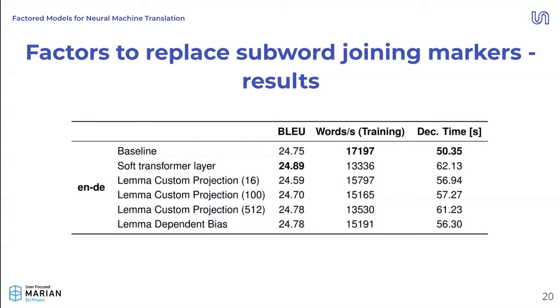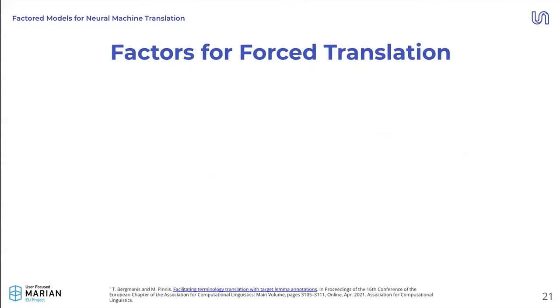In this table, you can see that using target factors decreases the training speed and decoding speed a little bit, which makes sense because you are adding a lot of extra trainable parameters to the neural network. The one that gave the best results in terms of quality was a soft transformer layer, although it is the slowest because it has the most trainable parameters. And we found that the lemma-dependent bias seems to offer a good trade-off between what we lose in speed and what we gain in quality.